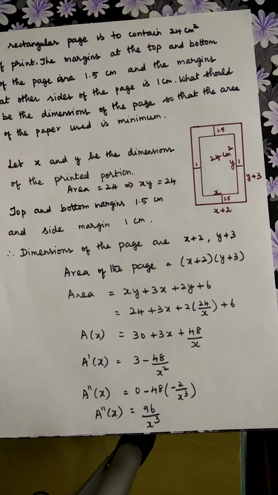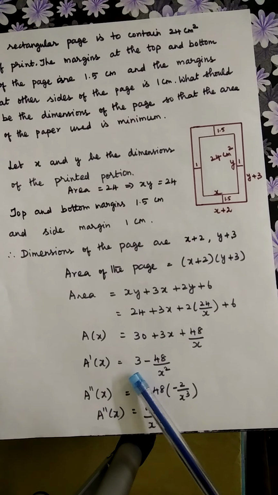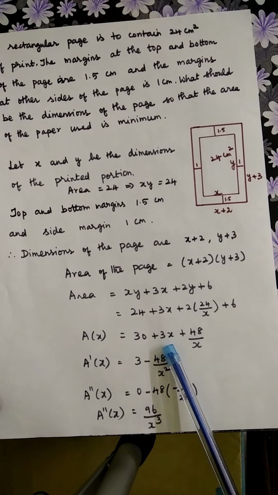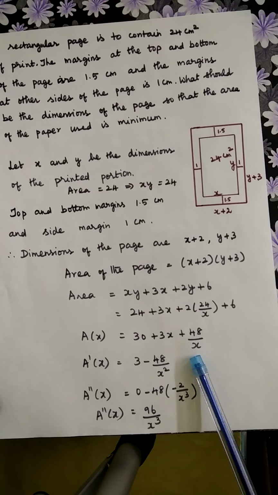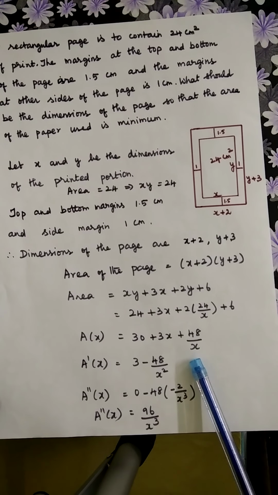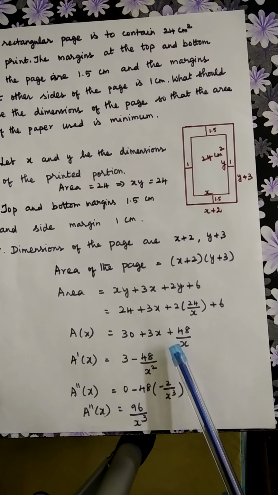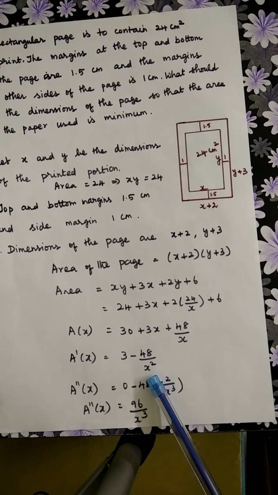Now, differentiating. A dash of x is equal to 30 constant, so derivative of 30 is 0. Differential of 3x is 3 plus 48. Derivative of 1 by x is minus 1 by x square. So, this becomes minus 48 by x square.